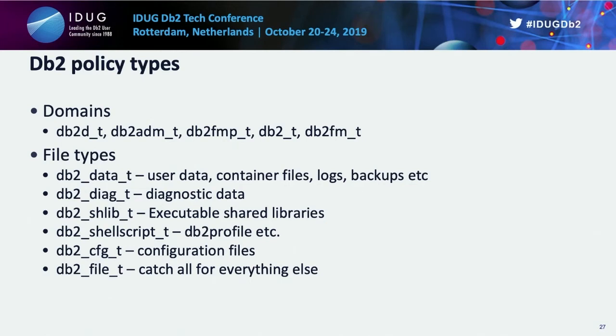Then there's a bunch of file types, just so we can control who's accessing which type of file. So data files, diag log files, config files, shared library files, and just a catch-all file type. Okay. And again, the reason for so many is just we can limit who can do what. Right. So user types, okay. The Db2 user type can't read data files, but it's going to need to be able to read config files. Right, so again, it's just a matter of some complexity just to control who can do what.